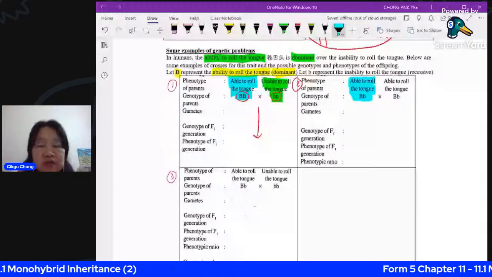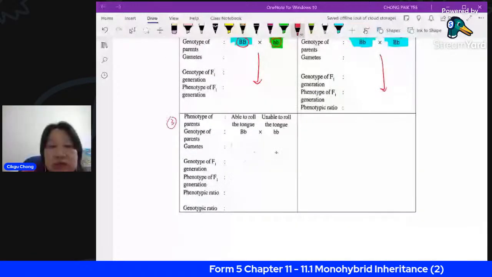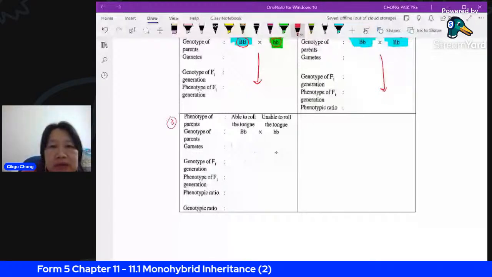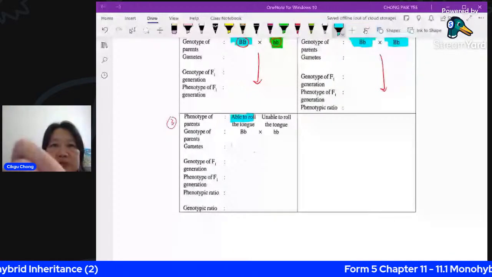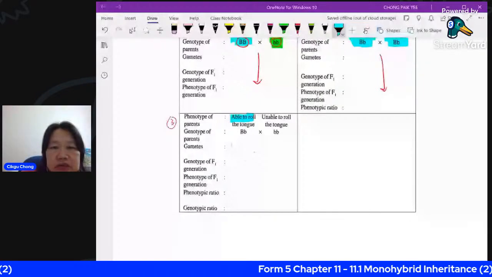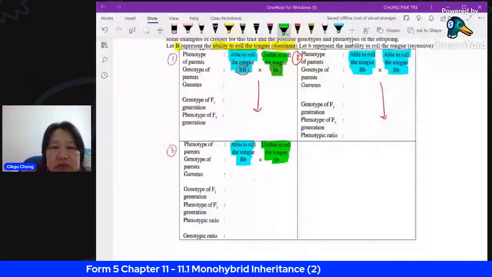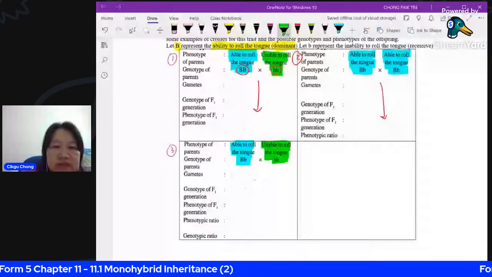The next one, the third one. Here, the father is able to roll the tongue, but he is heterozygous. And now the mother is unable to roll the tongue, and she has to be homozygous recessive. It's a different case. So you have 3 different cases. Again, find out how many percent of the children can roll and how many cannot roll.